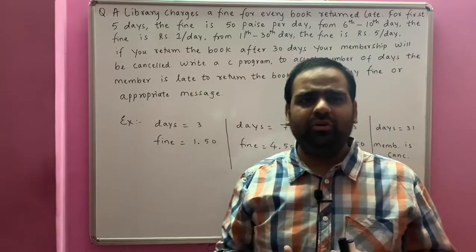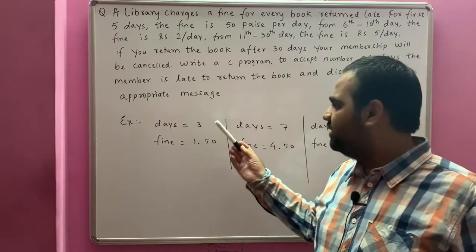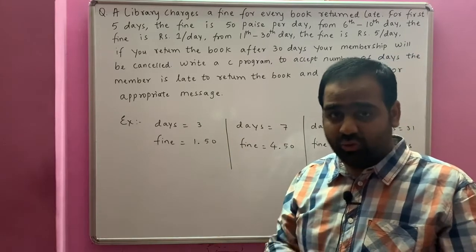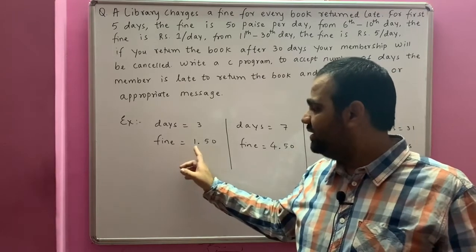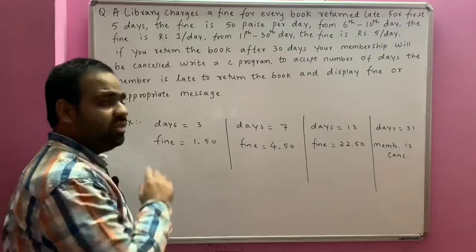Now what we need to do, we need to write a C program. What is the input for the C program? It is the number of days the member is late to return the book. Here we consider only one book and we need to display the appropriate fine or the message. Now let us see some examples.